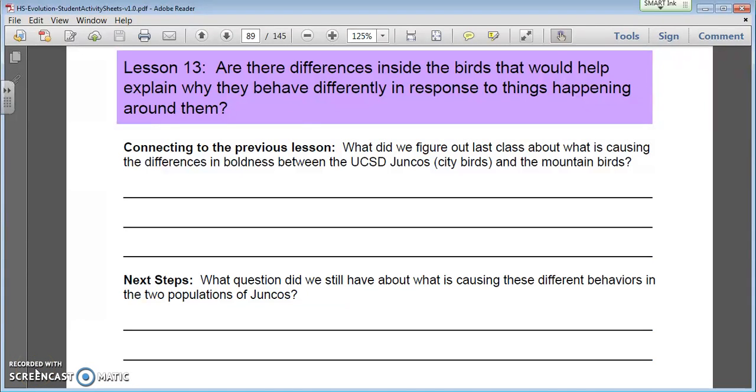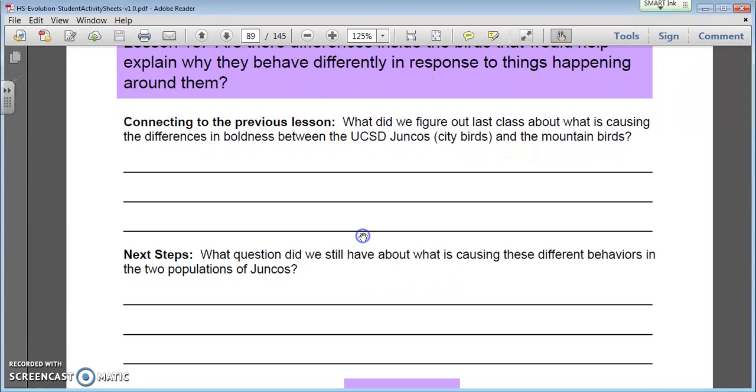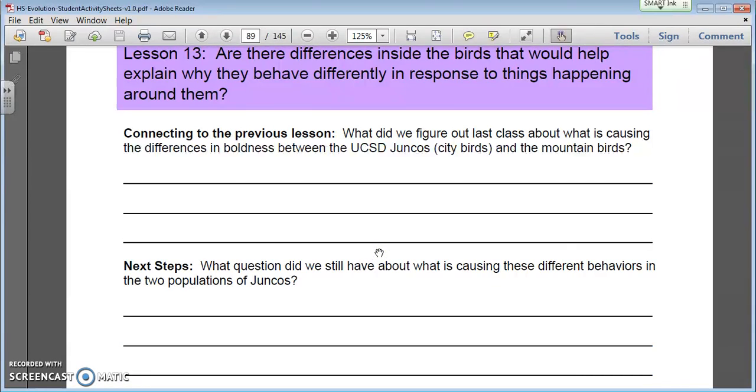So the main thing that we considered for connecting to the previous lesson was what I mentioned, that the behaviors in the juncos are inherited. That's really the most important thing. The behaviors that we're seeing in our juncos are inherited. They're not learned. They're also not plastic. They will not change very much in the course of a bird's lifetime, and so they really can't change the way they behave. They're kind of stuck that way.